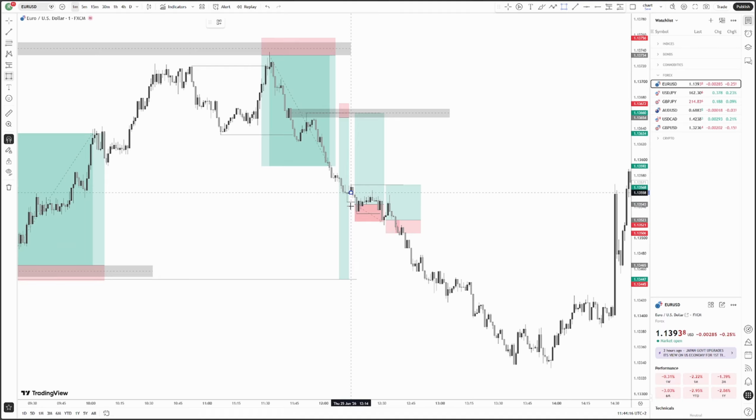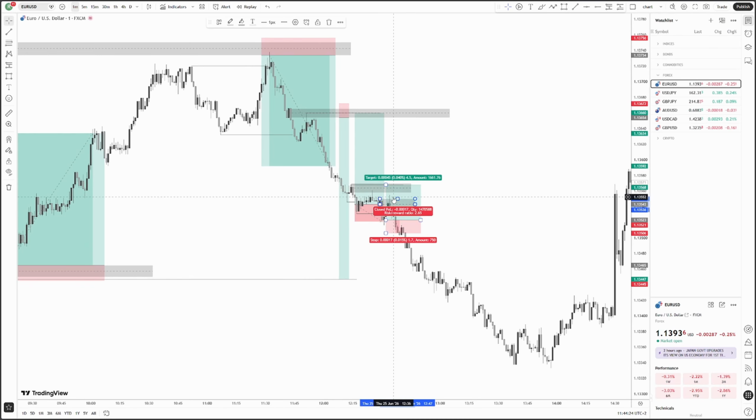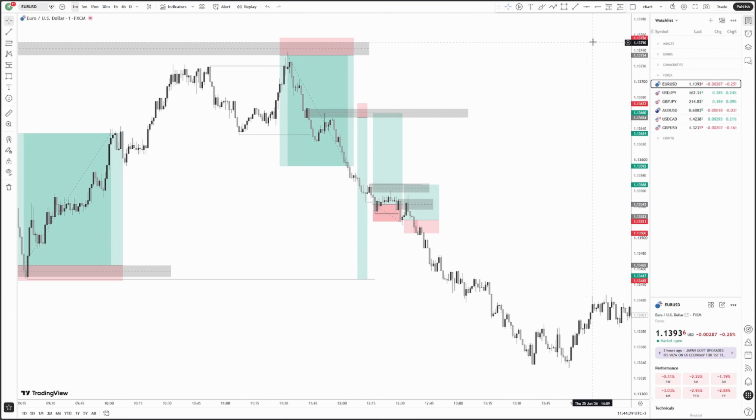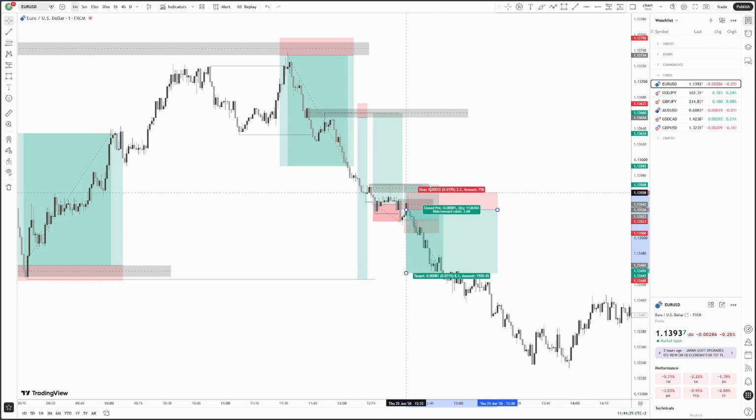You could have gotten a second entry right there, or if you missed that right there, this one wouldn't have been perfect. It wicked slightly above it, but this should have still worked out just fine. You can play it really safe, stop above everything, targeting the low, still 1 to 2, not bad. 1 to 3 if you're putting the stop right above that high right there.